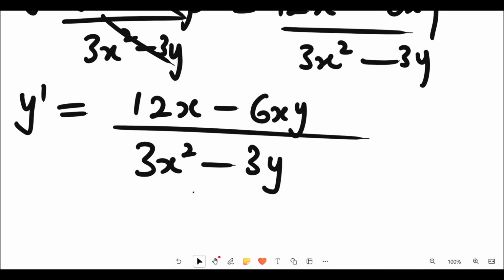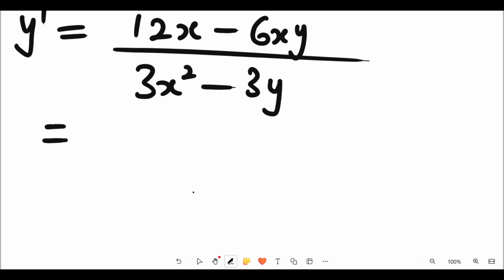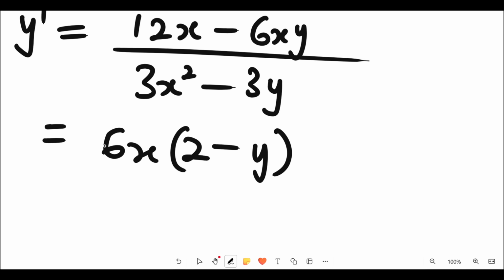So we can simplify. Looking at the denominator, they all have 3. And looking at the numerator, they also have a number that can divide 12 and 6 without a remainder. So we can factorize 6x out. We divide the first term, 12x, by 6x, and we get 2. Then we divide the second one also by 6x. So 6 divided by 6 gives 1, x divided by x gives 1, and we are left with y.